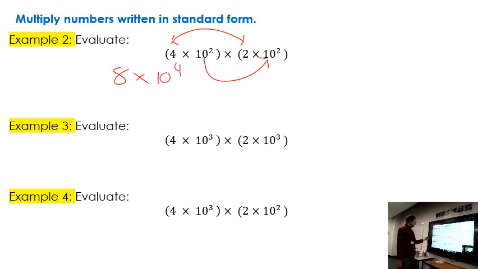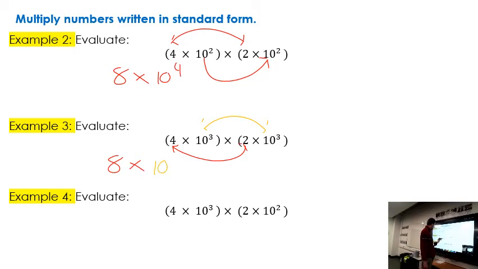Okay, is it in standard form? Yes, it is, because 8 is between 1 and 10. Okay, let's have a look at this one. Again, using the commutative property. So here we've got 4 times 2 is 8, and then we can multiply 10 to 3 times 10 to 3. Since the base is the same, we just add the powers. This is going to be 10 raised to 6.